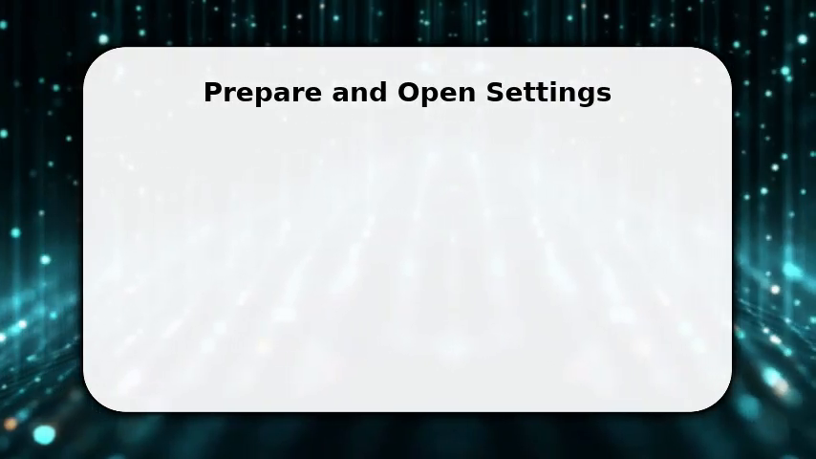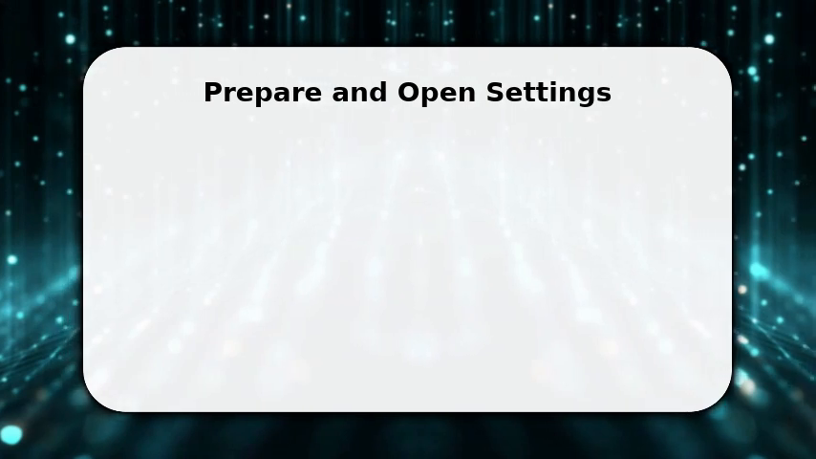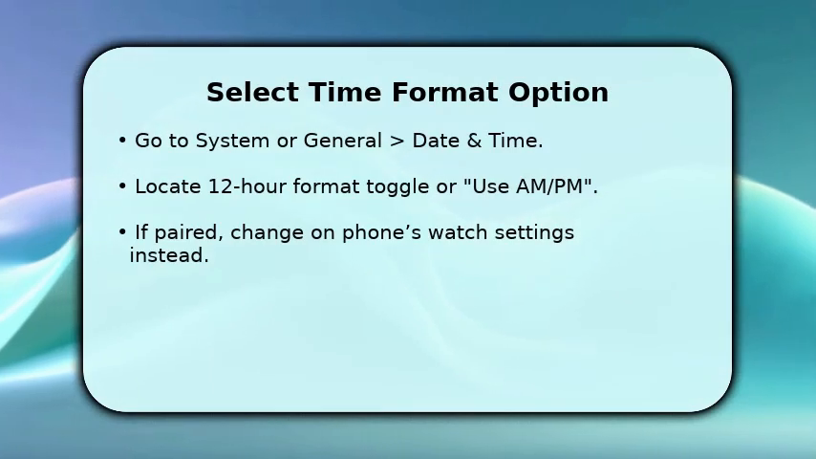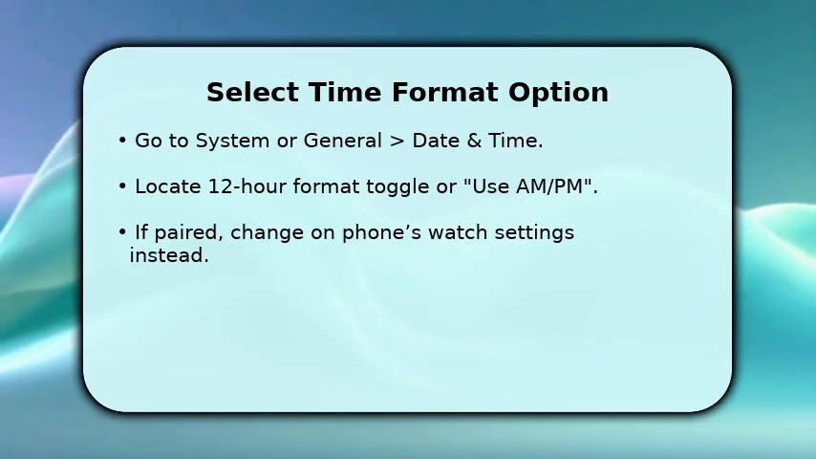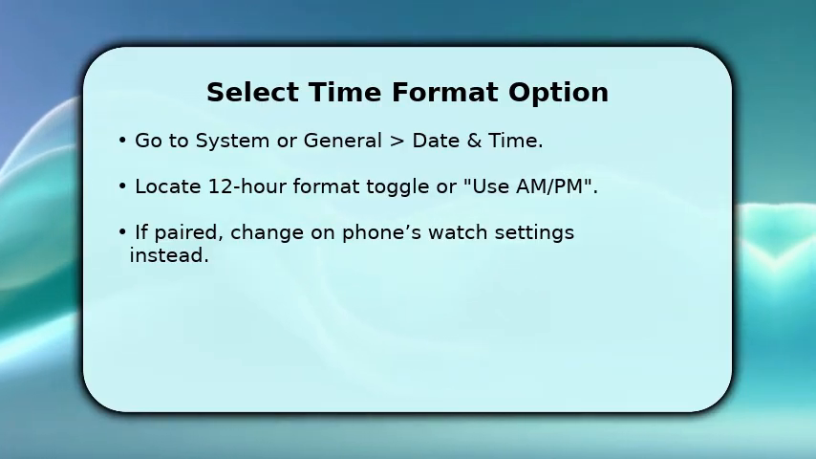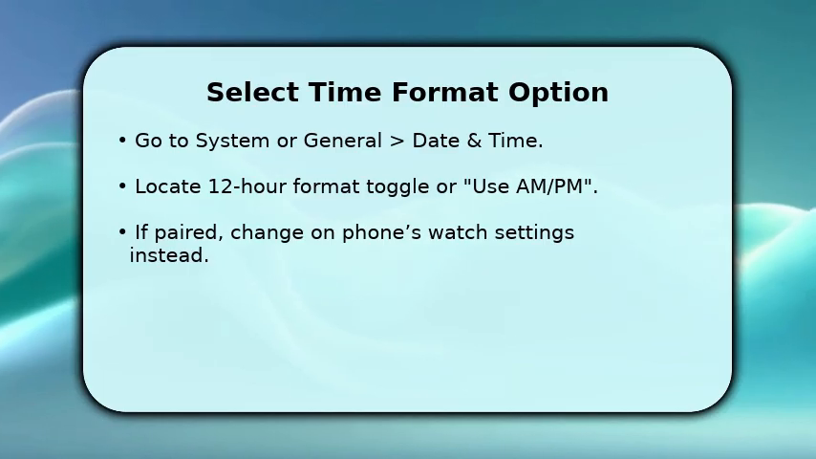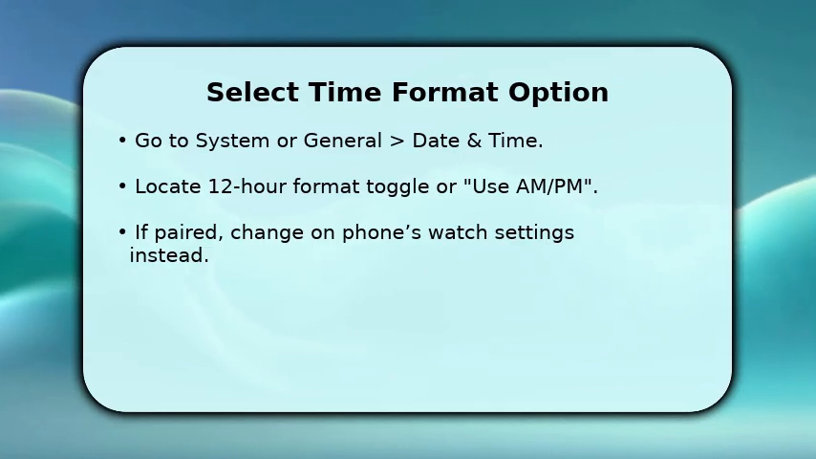Once in System or General, scroll to Date and Time and tap it. You should see a 24/12-hour toggle labeled as 12-hour, use 12-hour, or use AM/PM. Flip that switch to enable 12-hour time. If the option is grayed out, switch to your phone's companion app and change the watch format there, then sync.